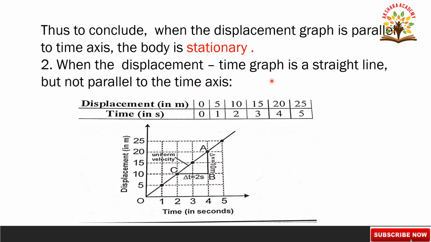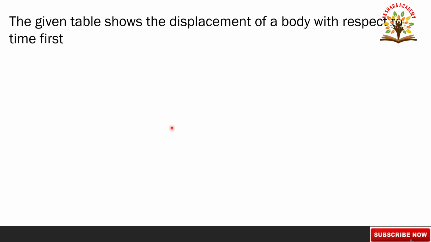So when the displacement time graph is a straight line but not parallel to the time axis, then the body is moving with a uniform velocity. The given table shows the displacement of a body with respect to time for the first 5 seconds. The figure shows the graph of displacement and time, which is a straight line.